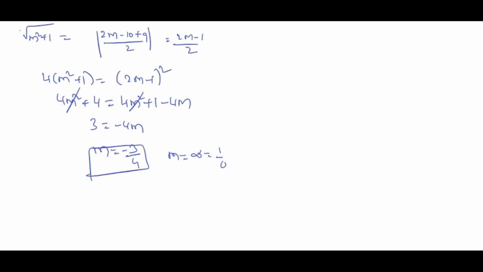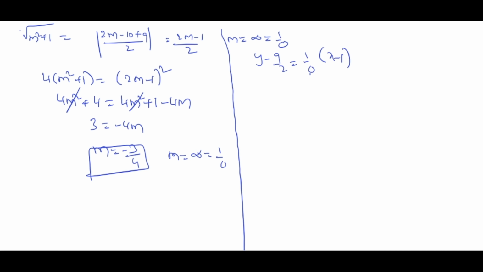First, if m is equal to infinity, that is 1/0, substituting in the common tangent equation, y − 9/2 = (1/0)(x − 1), that is 0 × (y − 9/2) = x − 1. From this equation, x − 1 = 0, that is x = 1. This is a transverse common tangent equation.